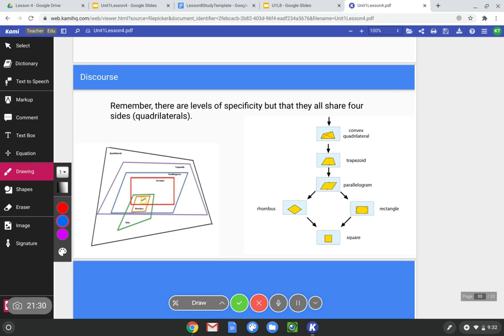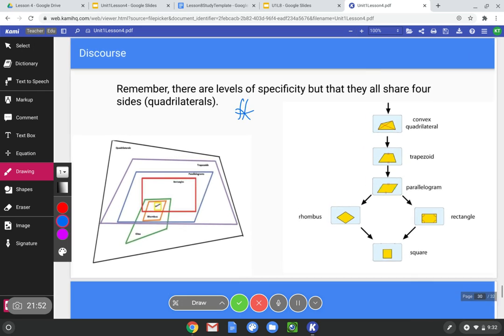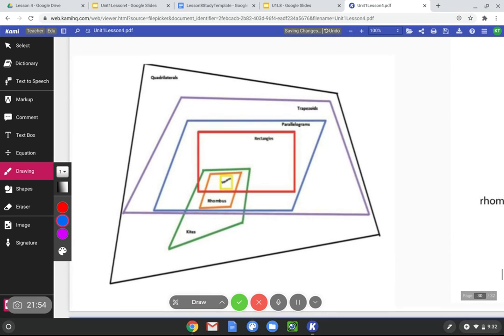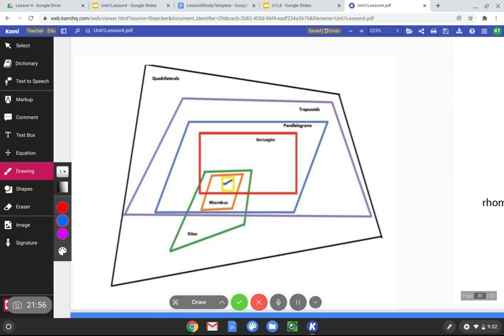What we covered in this video was that there are levels of specificity. That's a tough word to say. I need to practice that before I make a video. But there are levels to the quadrilateral hierarchy, and it gets more specific the further down you go. Now, this picture on the left is pretty confusing, but I recommend that you pause the video and really think about it. Really try to understand this picture.